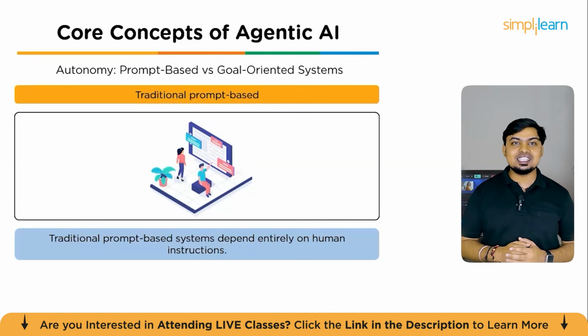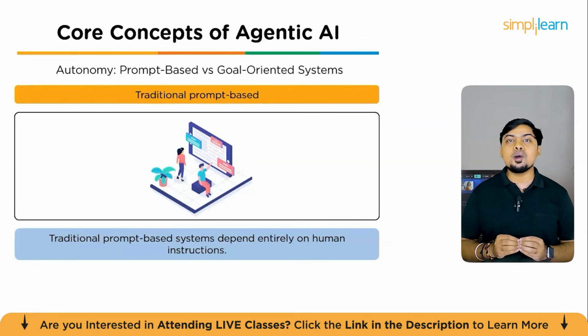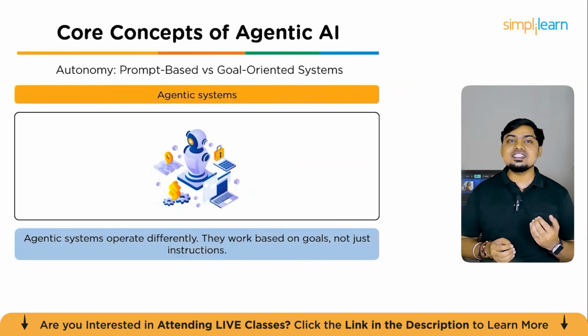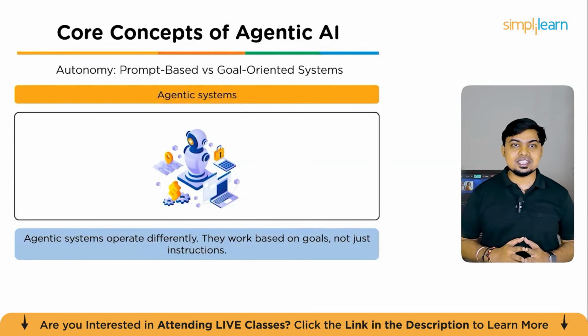But agentic AI systems operate differently. They work based on goals, not just instructions. For example, imagine giving an AI agent the objective to prepare a competitor analysis report. The agent might automatically search for data, analyze trends, generate insights, and create a final document, all with minimal or no human intervention. This represents a huge shift in AI evolution. We move on from command-based AI to objective-driven AI.